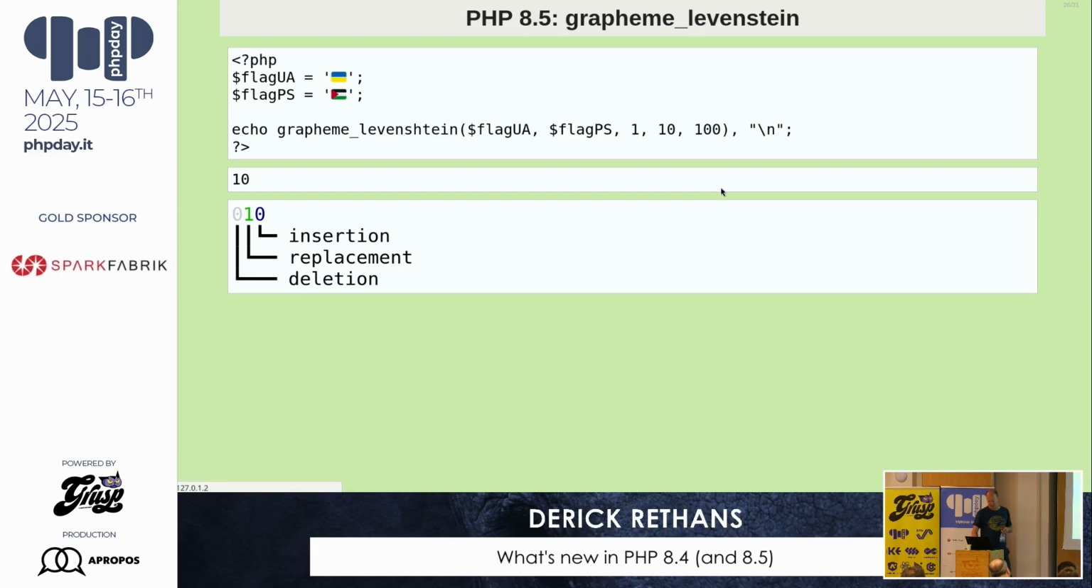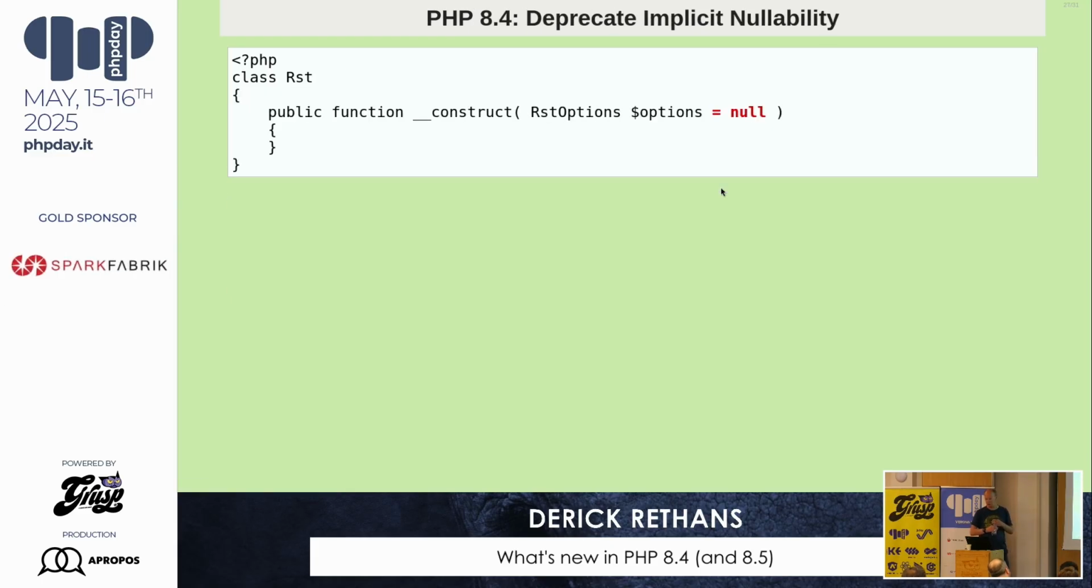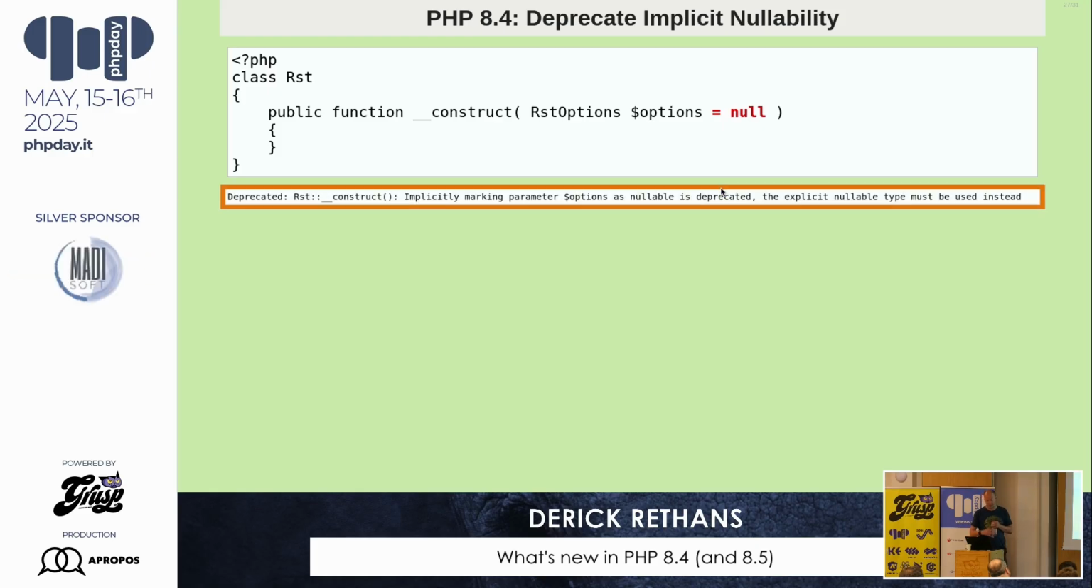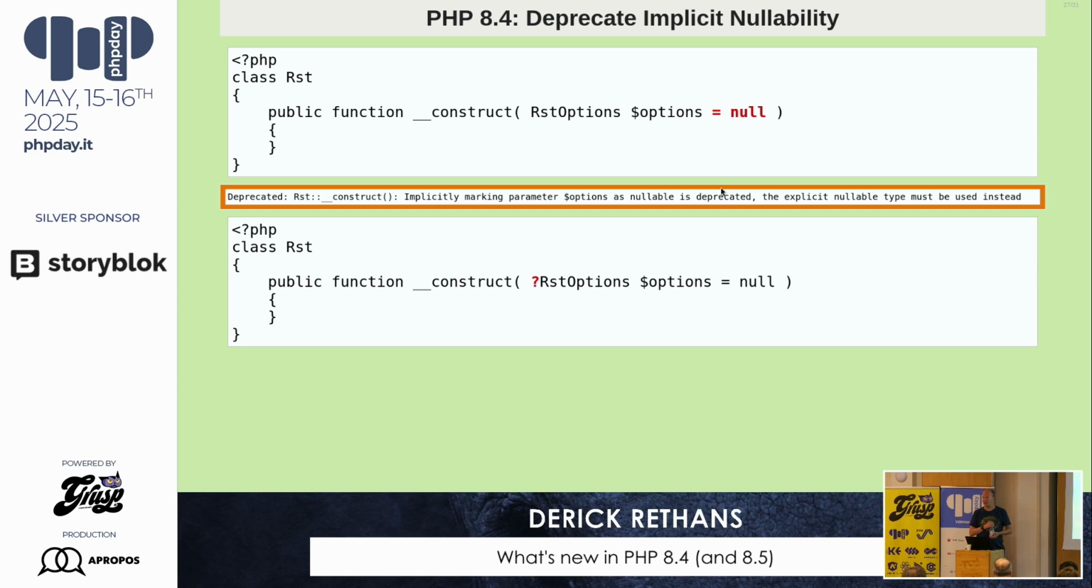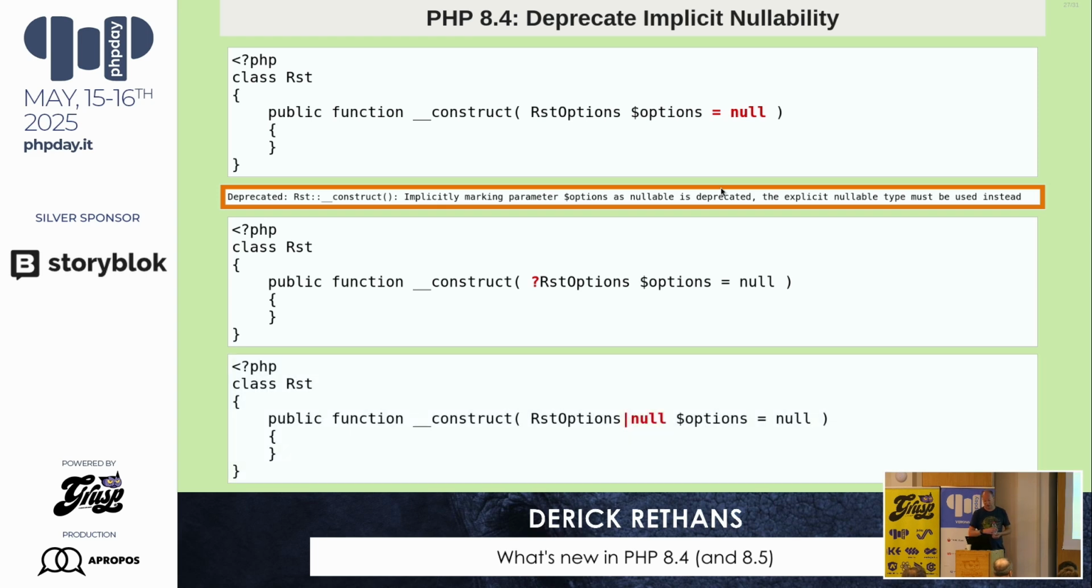I like languages. All right, some other stuff that you probably won't like. In PHP 8.4, we deprecated implicit nullability. If you set a default value of null, then the type for options would be the given type or null. In PHP 8.4, that will now throw a deprecation warning. It will tell you, sorry, that's a bit too small, implicitly marking parameter options as nullable is deprecated. So how do you fix this? You add the question mark in front of the type, or you replace it with or null.